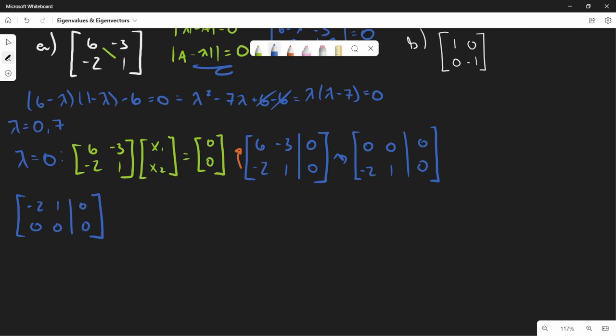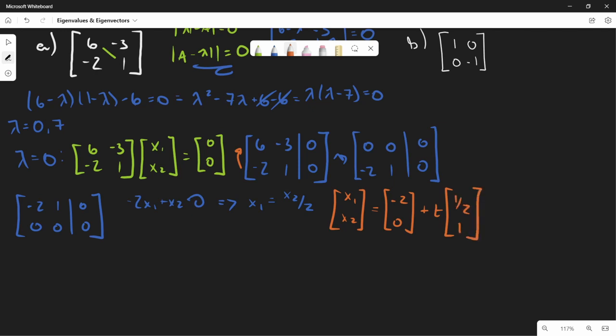And if you remember how to find your solutions, it's just -2x1 plus x2 is equal to 0, and then this makes x1 equal to x2 over 2, and so your solution just pretty much becomes -2, 0 plus t, and then this would be 1/2, 1.